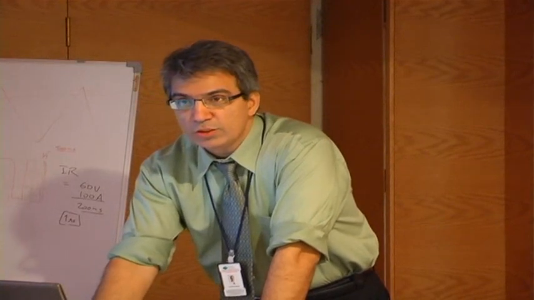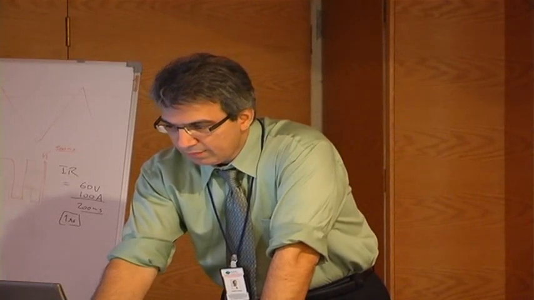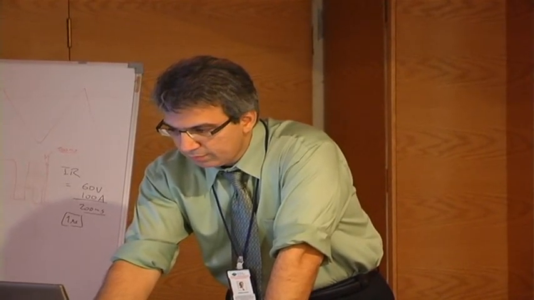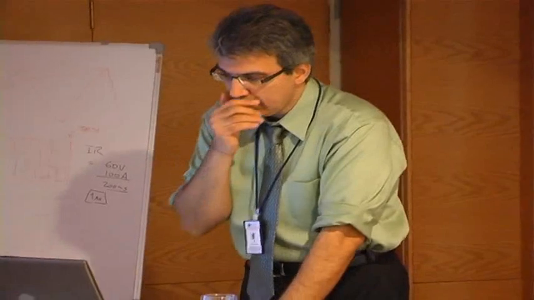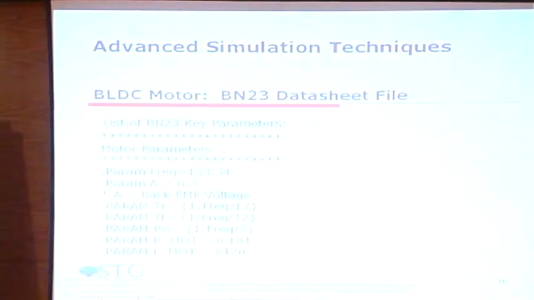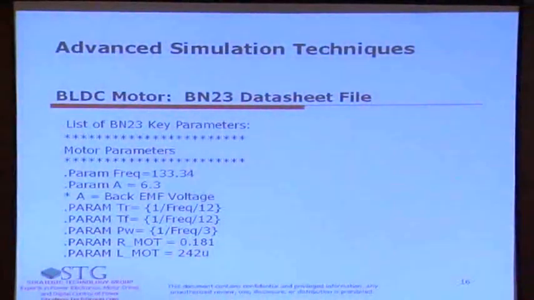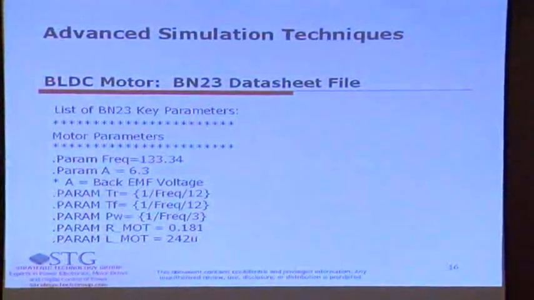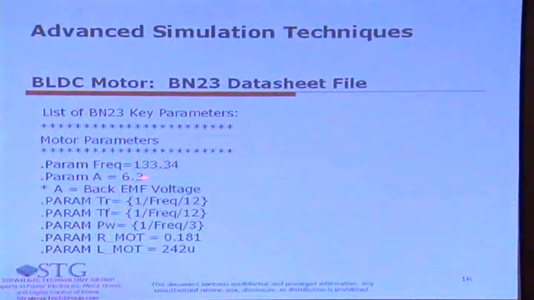Any other questions? All right. We talked about the gate drive. We talked about this. Now here is just highlighting the motor parameters. If anyone would like to have a data sheet of the BN23 motor, just email me and I'll email you the data sheet so you can see how we incorporated the parameters. BN23 is the motor model we have incorporated, and then we have taken the frequency as that, and these are some of the parameters related to the motor.